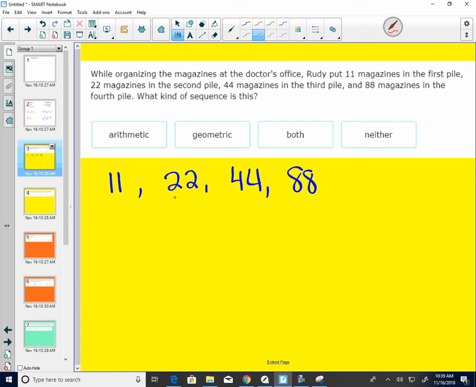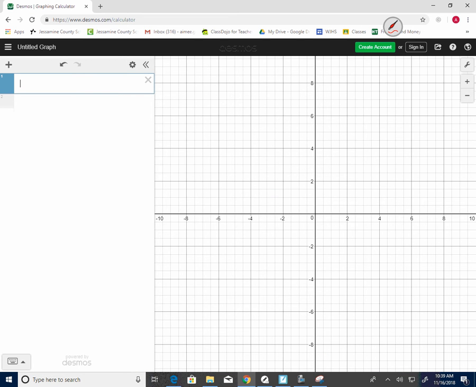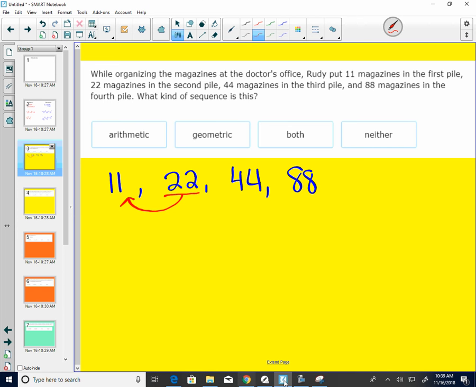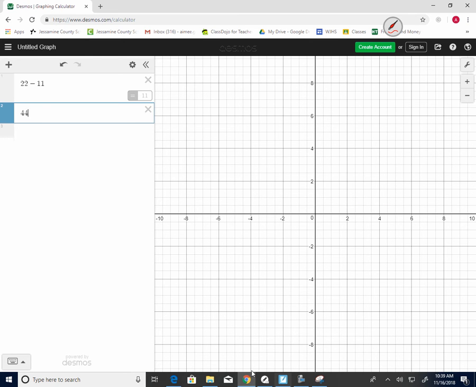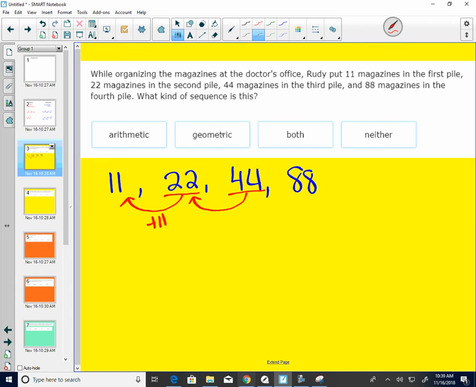So what I would suggest you do is start with the second term, and in your calculator, let's subtract from it the first term. So that would be 22 minus 11. Well, that answer is 11. So that means that to get from 11 to 22, I added 11. Well, let's do 44 minus 22 and see if we get 11. So 44 minus 22, no, that gave me 22. So that means this one cannot be arithmetic.